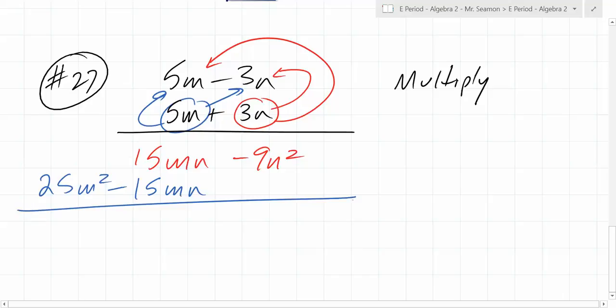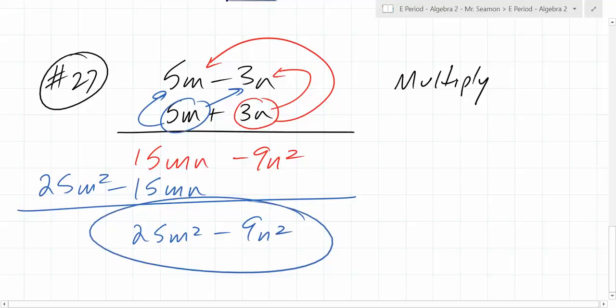You see how I lined up the terms? So I lined up the common like terms. What happens with these two when you add them together? They cancel, so you're left with 25m squared minus 9n squared. So that's one way to do this. It's totally fine if you want to do it that way. It's just another way to do polynomial multiplication.